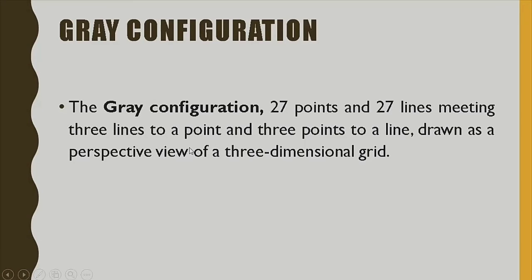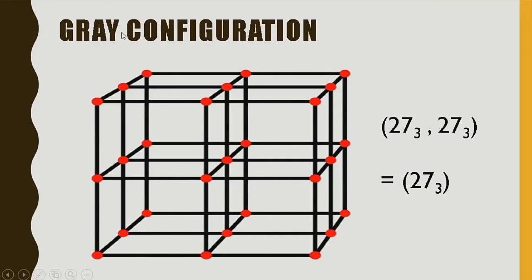And now, for the last configuration that we have to discuss, we have here the Gray configuration. The Gray configuration has 27 points and 27 lines, meeting 3 lines to a point and 3 points to a line, drawn as a perspective view of a three-dimensional grid. I will now show all the 27 sides that have 3 vertices lying on them.